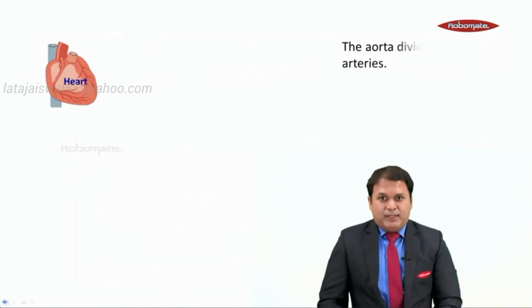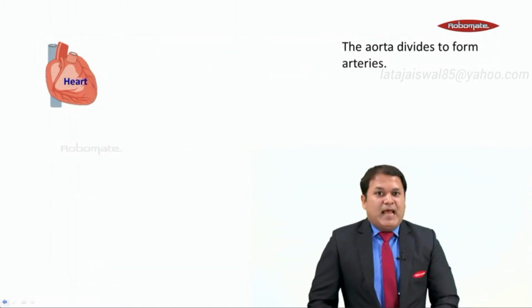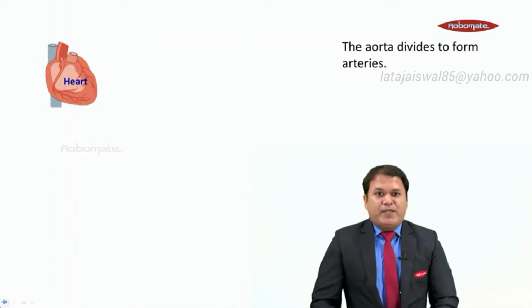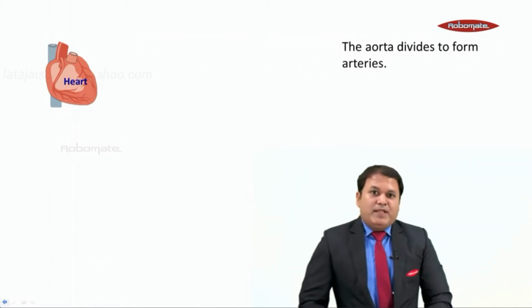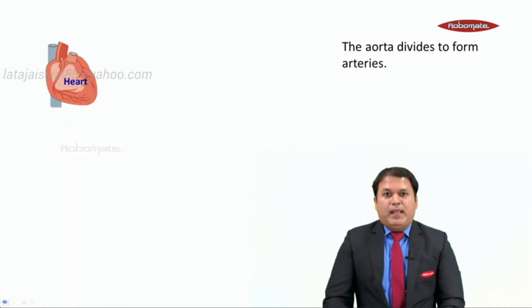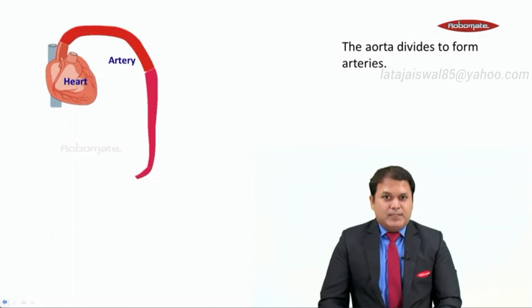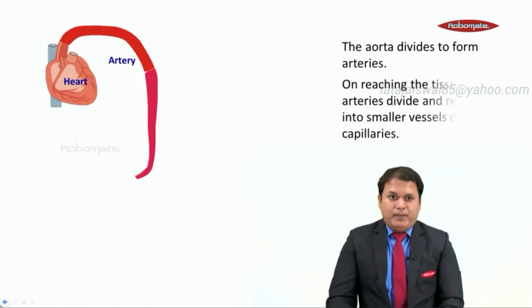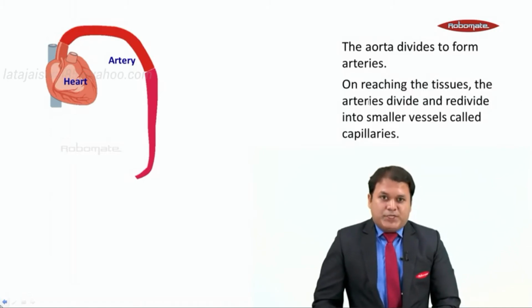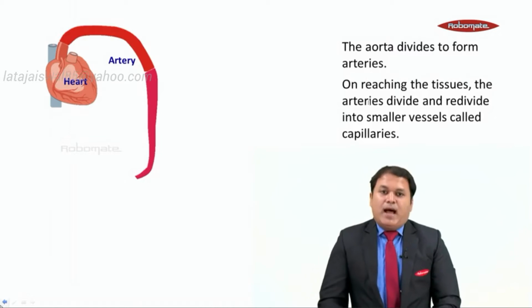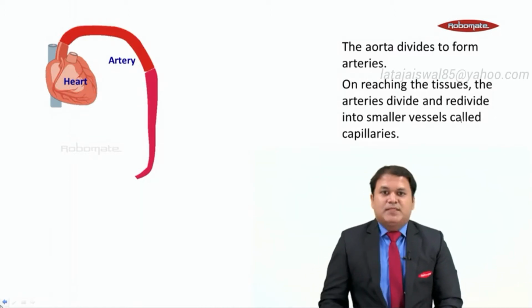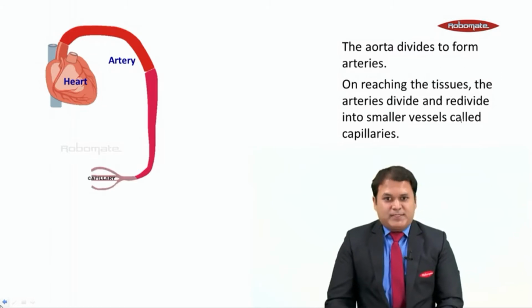This is the heart, and we know that the largest artery that comes out from the left ventricle is the aorta. Now when the aorta comes out from the heart, it divides to form smaller branches which are called arteries. So this is an artery, for example. Then on reaching the tissues, that is the cells, the arteries divide and redivide into very small tiny vessels which are called capillaries. So these are very small blood vessels which are the branches of the arteries called the capillaries.